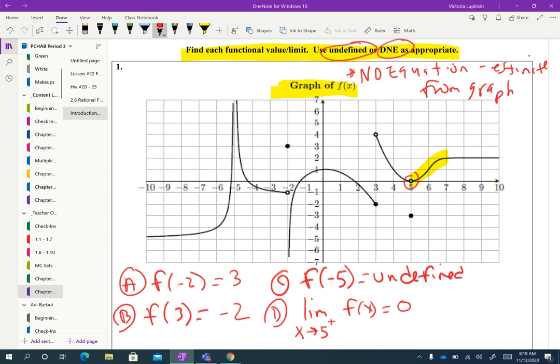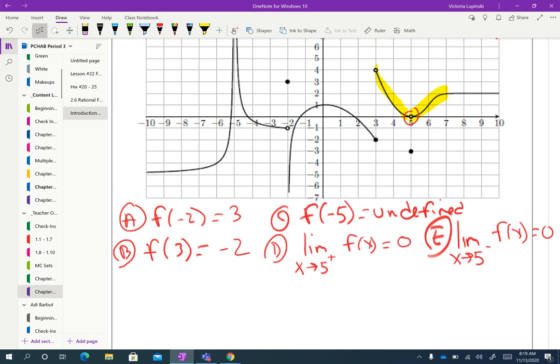Remember, the value doesn't have to be defined in order for the limit to actually exist. Let's consider the limit as x goes to 5, but from a left-handed approach. So you're still using 5 as the magic number. Here you'd be coming from the left side. Again, notice that even though that value is undefined, you're getting closer and closer and closer to 0. So you can go ahead and conclude that that is 0 as well.